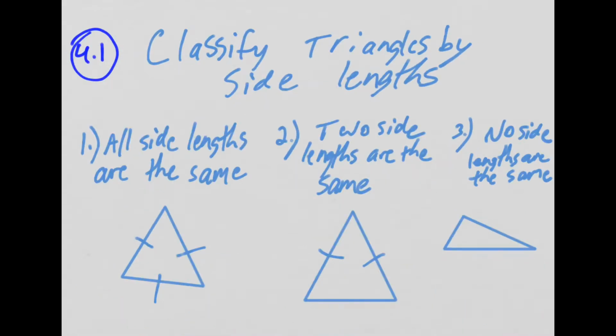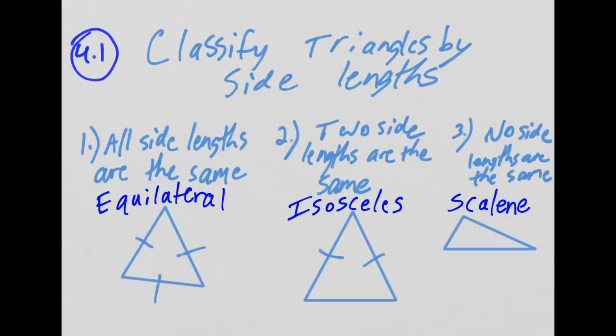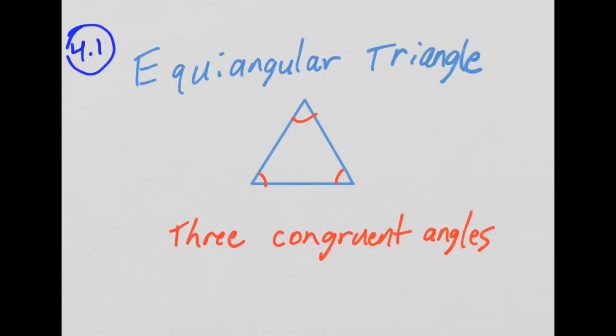If all the sides are the same, we call that an equilateral triangle. If two side lengths are the same, we call that an isosceles triangle. And if no side lengths are the same, we call that a scalene triangle. The last thing from section 4.1 is an equiangular triangle, and that is when a triangle has three congruent angles. An equiangular triangle has to be an acute triangle because they have to all be equal to 60.